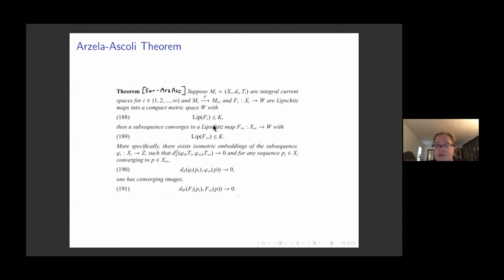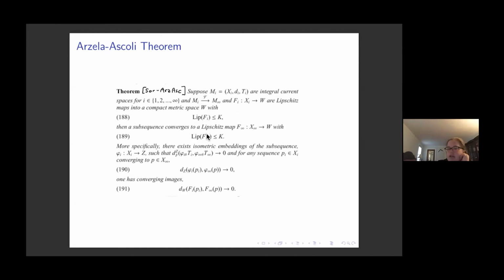A subsequence converges to a Lipschitz map F infinity, which has the same bound, and goes from X infinity to W. So it's an Arzelà-Ascoli theorem. When do we have a sequence of functions that has a subsequence that converges? Now, what does it mean to say it converges? It means that if I take a point P in M infinity, there are Pi's going to that point, and Fi of Pi is going to converge to F infinity of P. That's what we mean by converges.